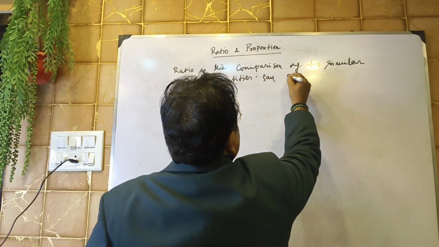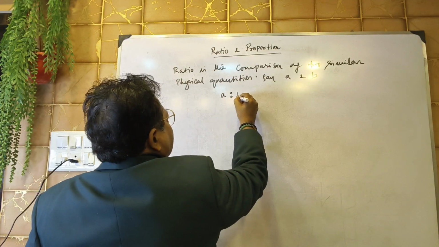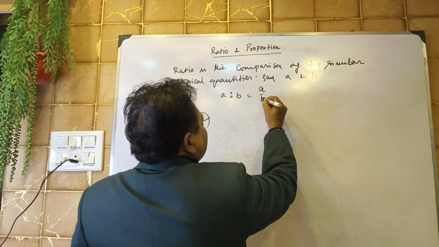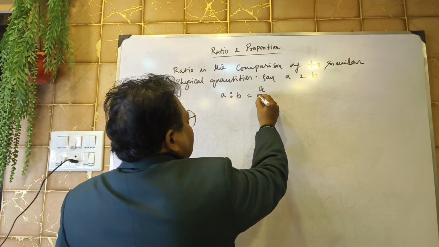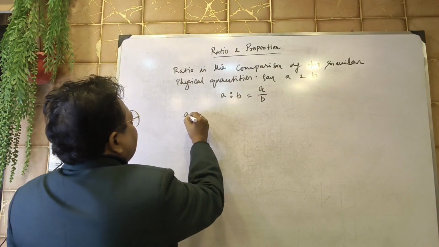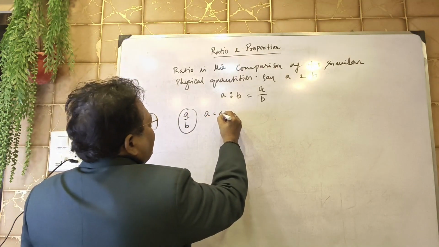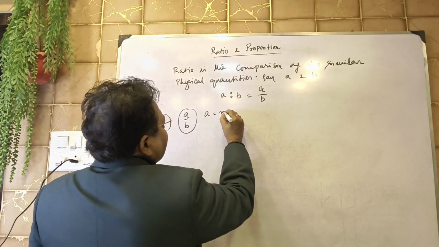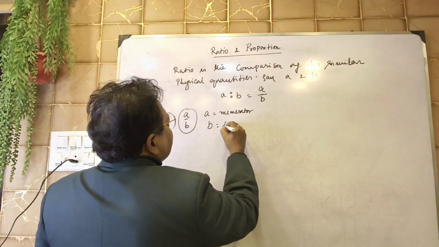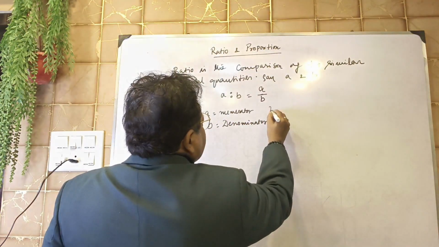Say A and B. So it is written as A is to B. This A is to B means A by B. It may be written as A by B, that is A divided by B. But you know that in fraction, A by B, A is called the numerator and B is called the denominator. It is in fraction.